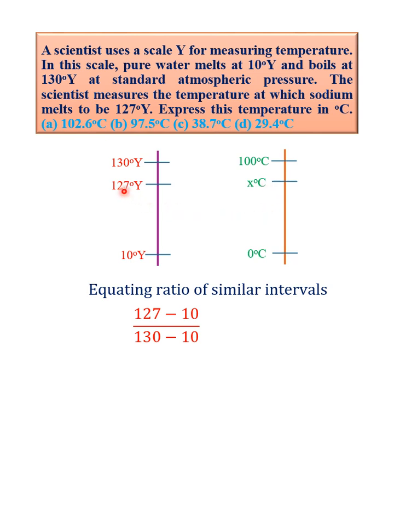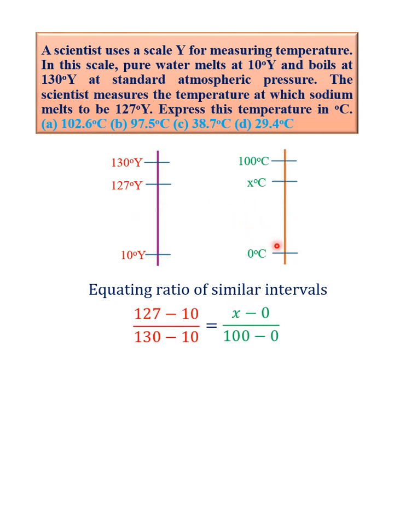If we did the interval from 127 to 10, similarly we should be taking the interval from x to 0 on the degree Celsius scale and taking the ratio to the interval between 100 and 0. So this becomes equal to, by comparison, the similar intervals we have x minus 0 matching 127 minus 10, divided by 100 minus 0 to match 130 minus 10. So we have now equated the ratio of similar intervals.